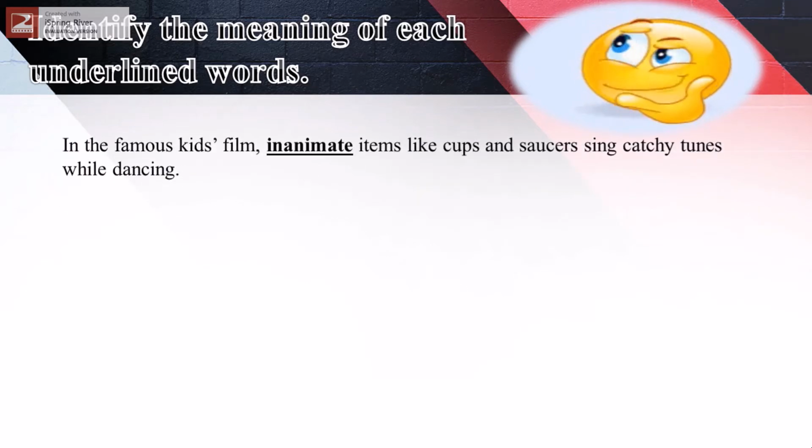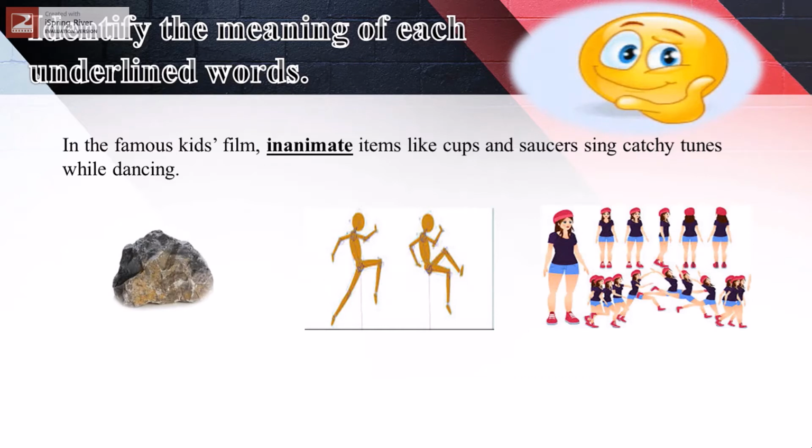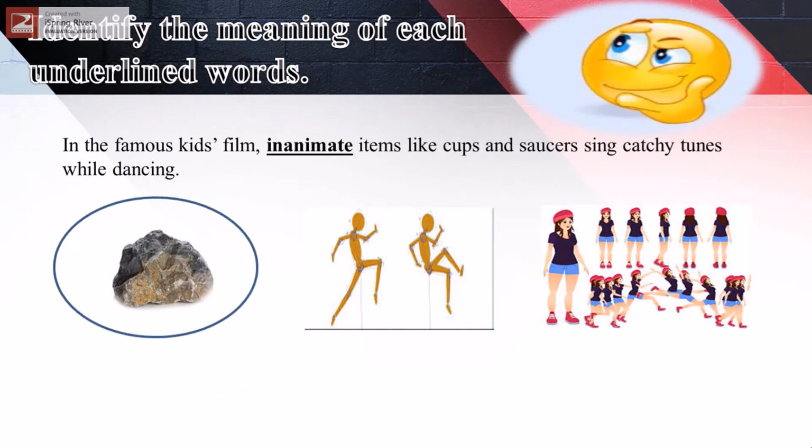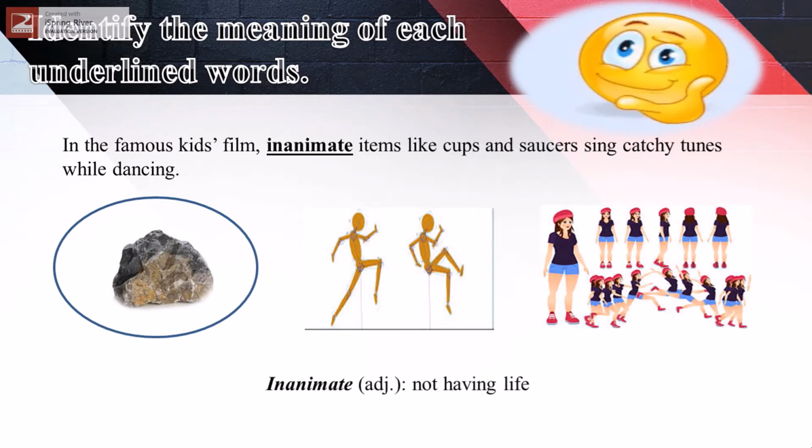In some of the famous kids' films, inanimate items like cups and saucers sing catchy tunes while dancing. What do you think is the meaning of inanimate? How are you going to describe cups and saucers? Here are some of the images you can choose from. And what do you think is the correct answer? That is the first image. Okay, that is a rock, which shares the same characteristic with cups and saucers. Now, what do you think is the meaning of inanimate? It means not having life.